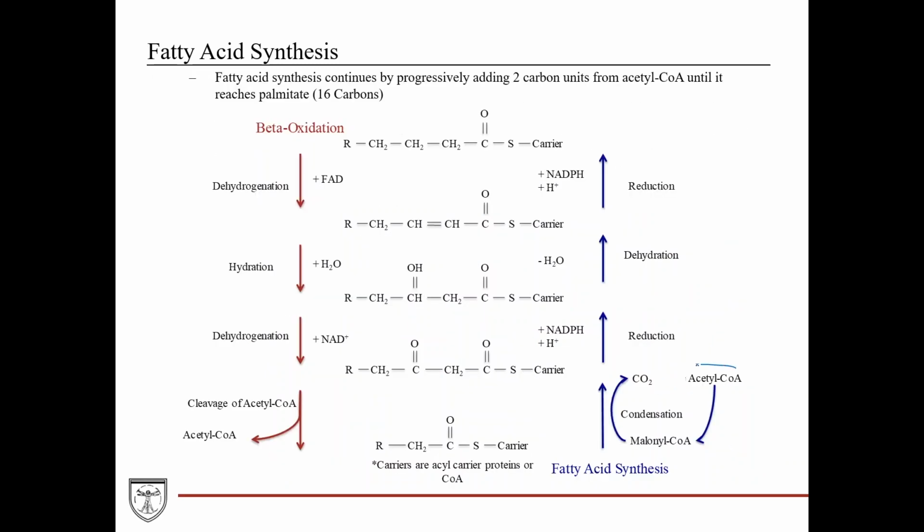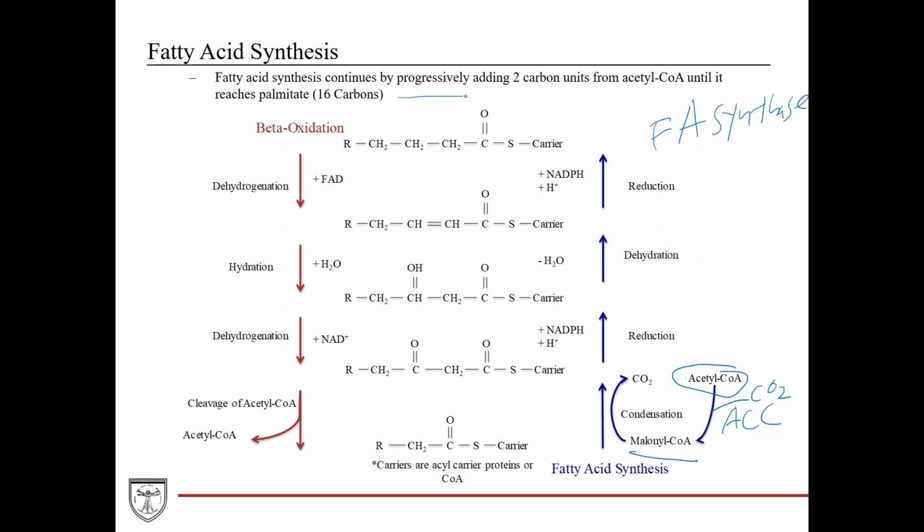So we'll start over here with acetyl-CoA. Acetyl-CoA gets converted to malonyl-CoA by acetyl-CoA carboxylase. It essentially has a CO2 added to it. So then you have formed malonyl-CoA. And then the rest of fatty acid synthesis is going to be carried out by an enzyme called fatty acid synthase, which is very complex. It's almost like an enzyme complex that carries out multiple different types of reactions.